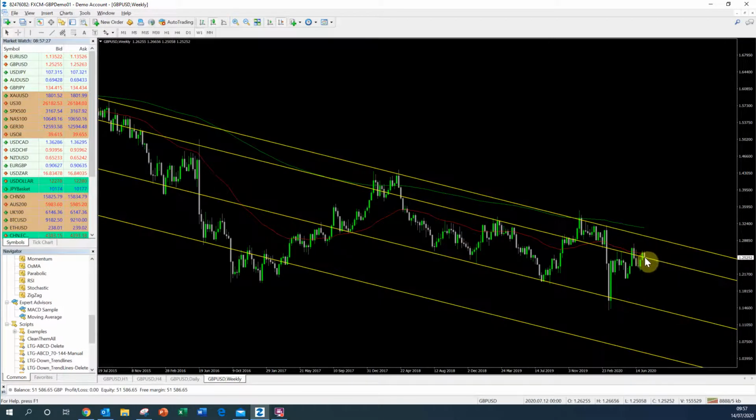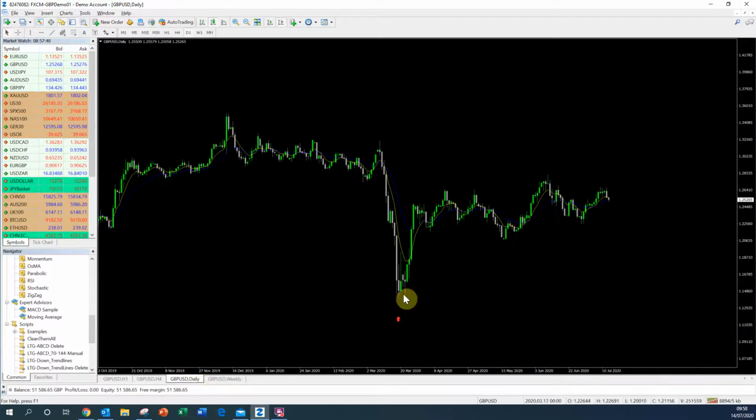I'm not really looking at the dynamic resistance on the 50 EMA right now, because although it has been used as a good dynamic resistance in the past, I feel like the 200 is a lot more reliable on this currency at the moment, on the weekly anyway. But then we can go into the daily. Then we can start to see exactly what's going on in the lower time frames.